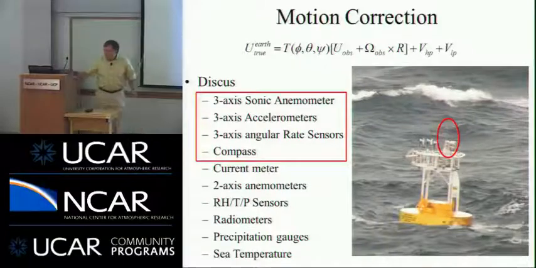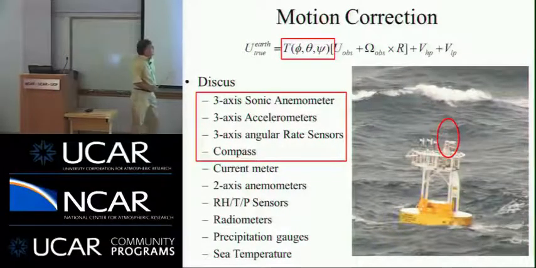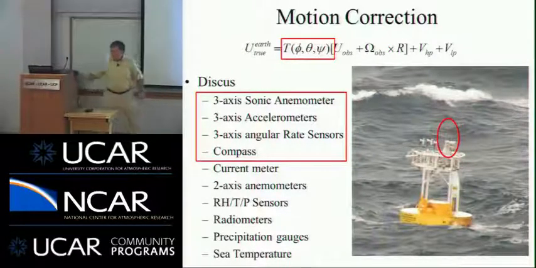Now, what I'm going to focus on right now is that term here. This is the transformation matrix. This has Euler angles that you're probably familiar with, pitch, roll, and yaw. And how we determine these angles is through a method known as complementary filtering.